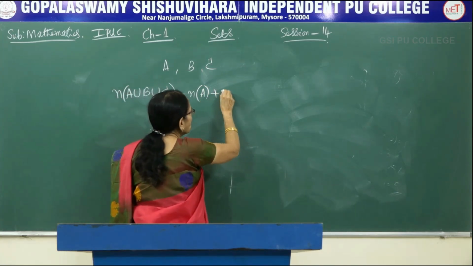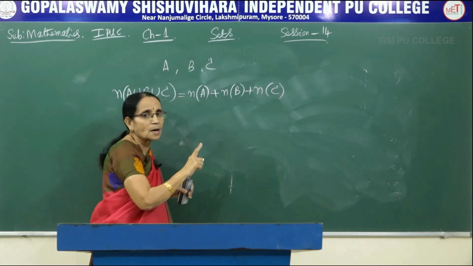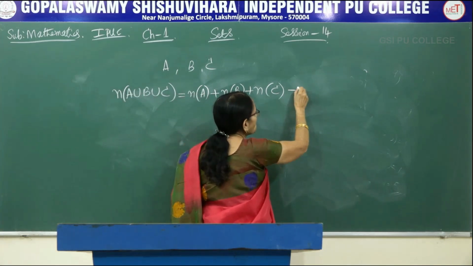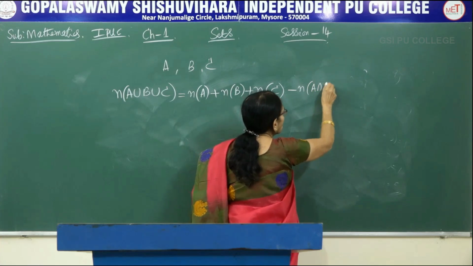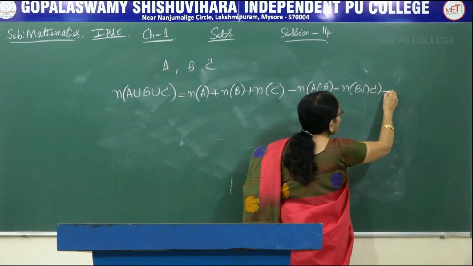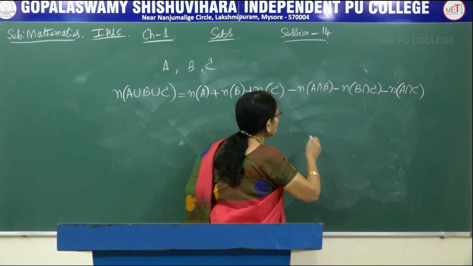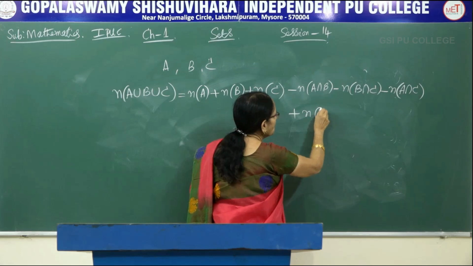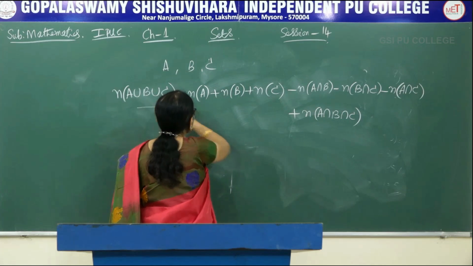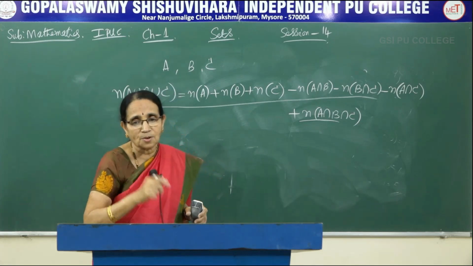Remember it properly. N of A plus N of B plus N of C. First we add the elements of each set individually. From that we subtract N of A intersection B, minus N of B intersection C, minus N of A intersection C. I am taking 2 at a time. Then add the common element, that is N of A intersection B intersection C. So this is the formula. Quite a lengthy formula. We will use it only in certain problems where 3 sets are involved.